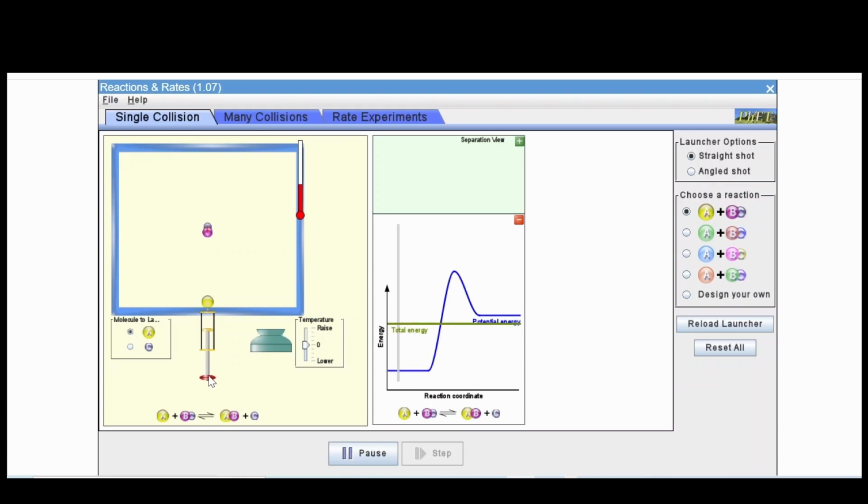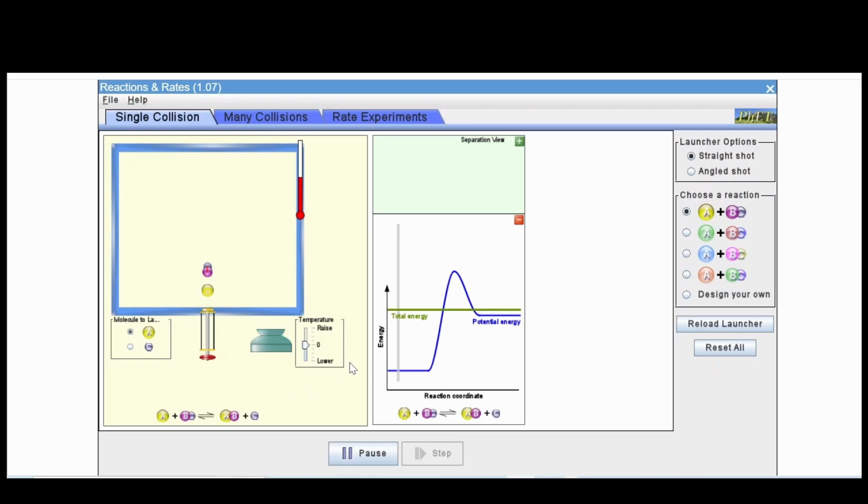Now letting go of the spring will once again hit the atom A, which will then make it collide with this molecule BC, as it is lying straight along its path, as you can see. Now observe how when I release the spring with the total energy line below this activation energy, the reaction does not occur, and there is no change in the identity of these substances.